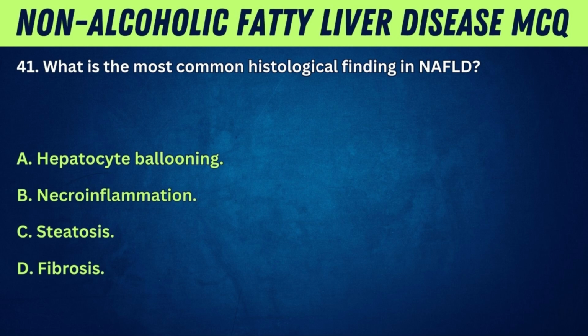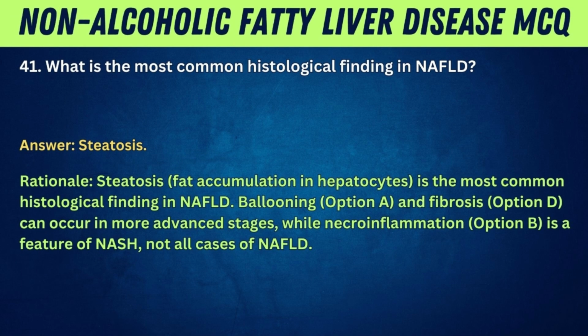41. What is the most common histological finding in NAFLD? A. Hepatocyte ballooning. B. Necroinflammation. C. Steatosis. D. Fibrosis. Answer: steatosis. Rationale: steatosis, fat accumulation in hepatocytes, is the most common histological finding in NAFLD. Ballooning, option A, and fibrosis, option D, can occur in more advanced stages, while necroinflammation, option B, is a feature of NASH, not all cases of NAFLD.